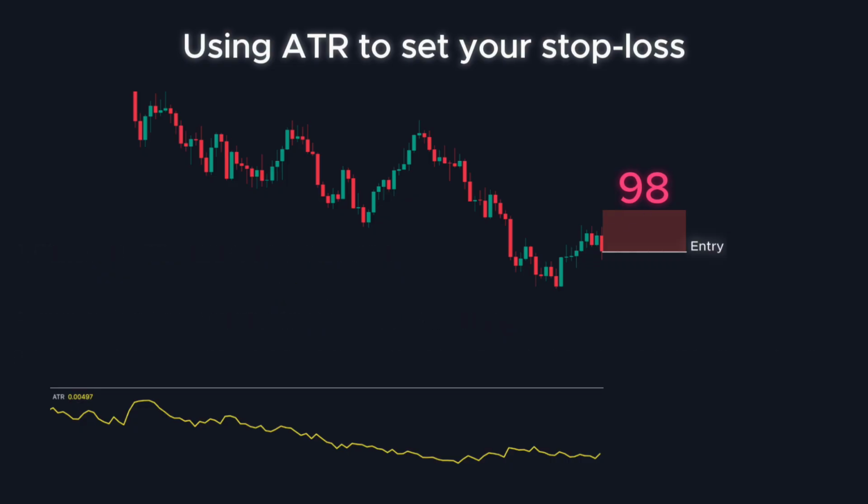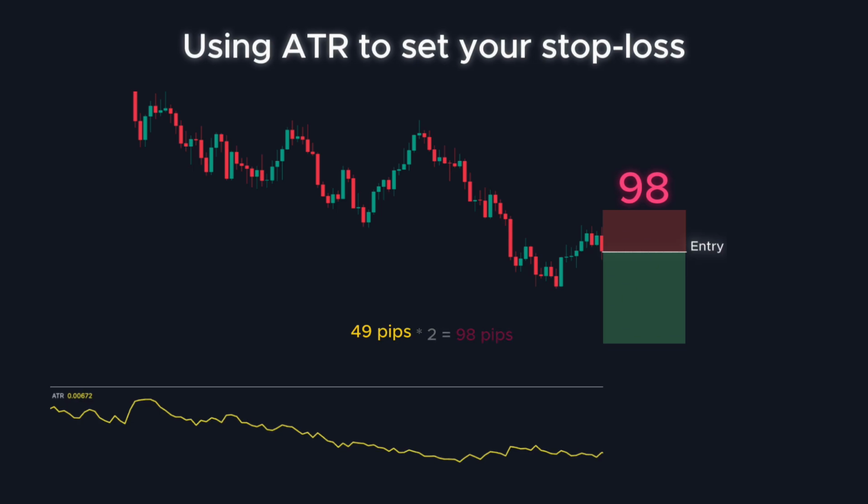Now let's examine our example. You enter a sell trade and the ATR shows 49 pips. We'll use 2 times ATR for your stop loss. We set your stop loss 98 pips above your entry point. This is 98 pips higher than your entry price. Let's examine the results.